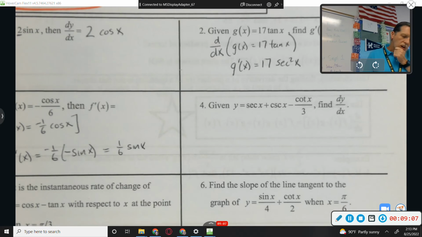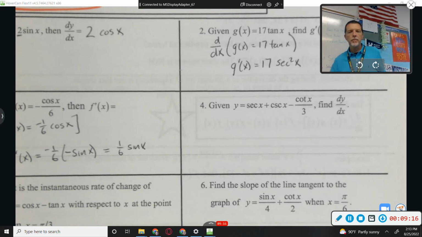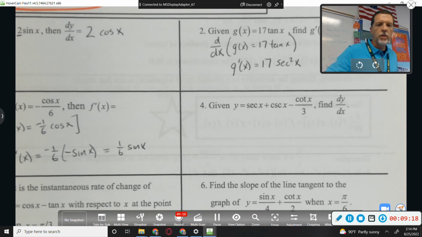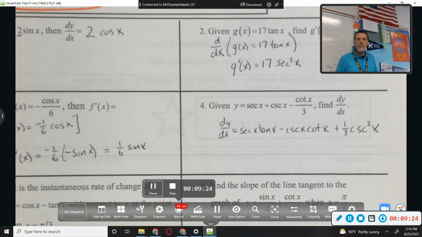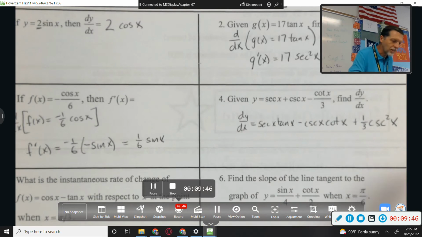Number 4, find dy dx. This is just shoving 3 problems into one. Why don't you try number 4? So just handle the 3 pieces separately. All right, so you just take the derivative of the pieces. Secant becomes secant tangent, cosecant becomes negative cosecant cotangent, and then derivative of cotangent is negative cosecant squared. And I don't know if there's some way to combine those. I don't know, maybe, all those pre-cal rules, but we're not concerned with that. This is an okay answer.